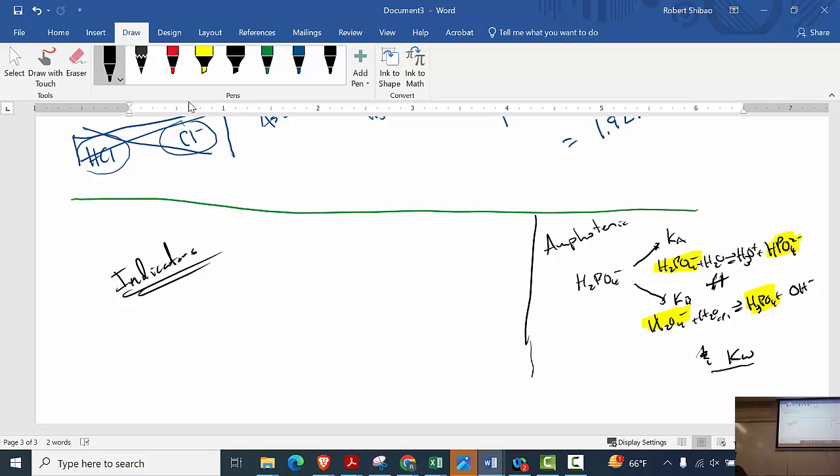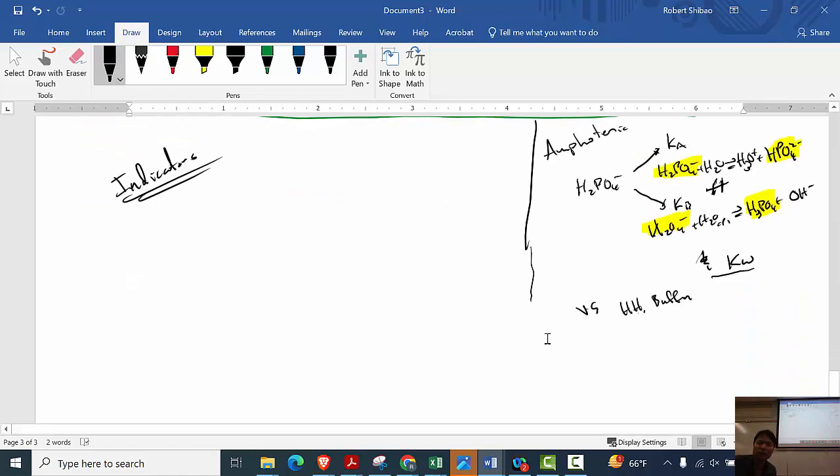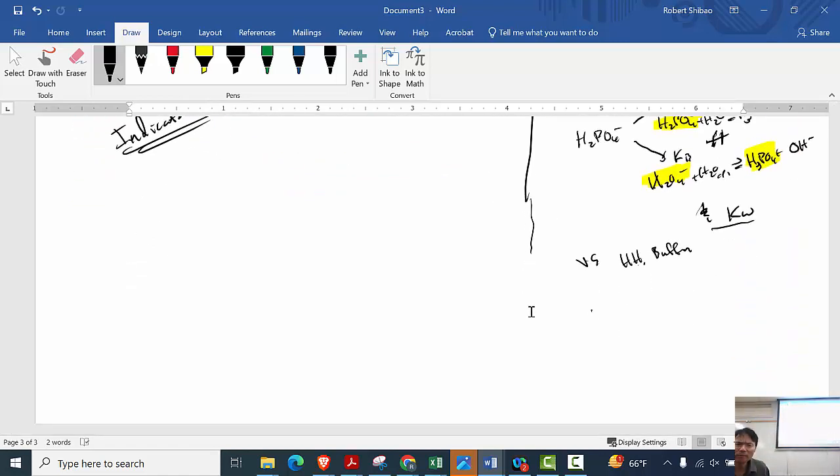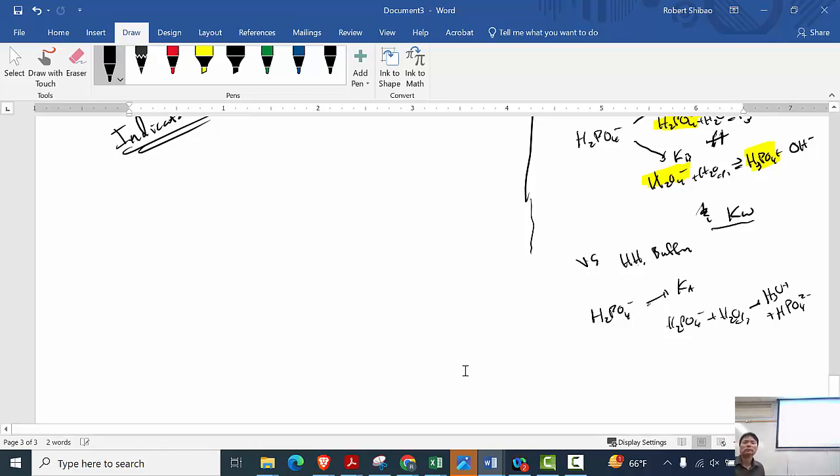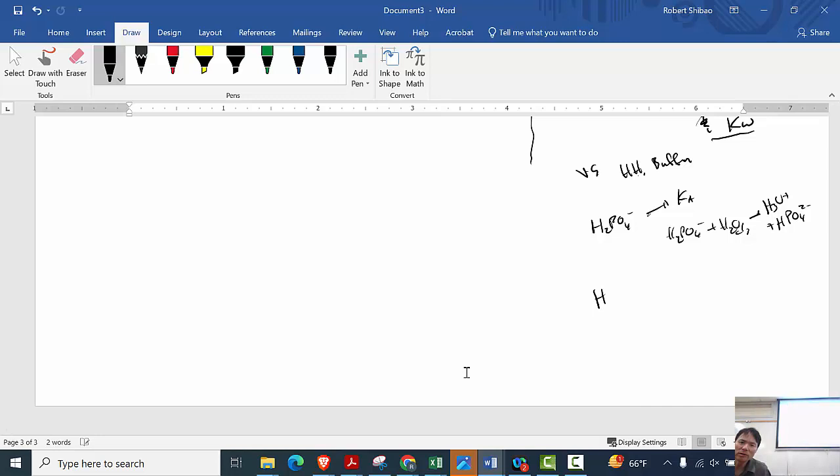Versus an HH buffer. In an HH buffer, we have the acid component, H2PO4 minus. This is just going to have a Ka. The Ka is going to be H2PO4 minus plus water, which yields H3O plus plus monohydrogen phosphate. And then we have the base component of the buffer, which is going to be HPO4 2 minus. It's going to be our Kb. Both of these are amphoteric, but it's going to happen as well.